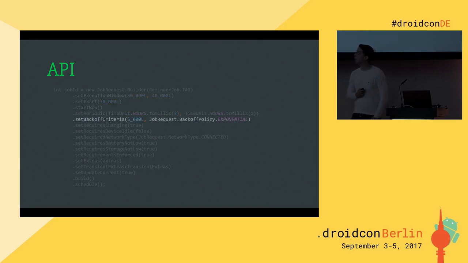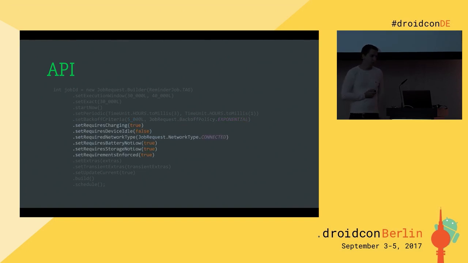Then we can define a backoff criteria. That's also something we haven't talked about yet. What happens if our job fails and we want to repeat the task, maybe in 10 seconds, in 1 minute, in 10 minutes, and try the job again? That's really simple here. You just define a backoff criteria, and then when your job failed, you tell the library, hey, try this again. And it will try it again.